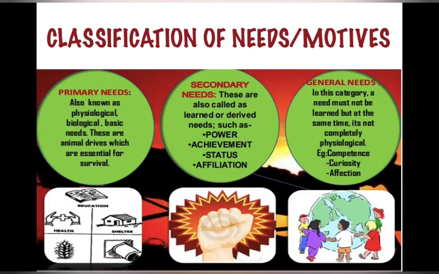Then we also have secondary needs. They are also called learned needs or derived needs. They are not biological or basic in nature and can be derived, such as power, achievement, status, affiliation, etc. Another category is called general needs, which might not be learned and at the same time are not completely physiological in nature. It could be competence, curiosity, affection. A human being tries to fulfill this type of needs in order to motivate himself or herself.